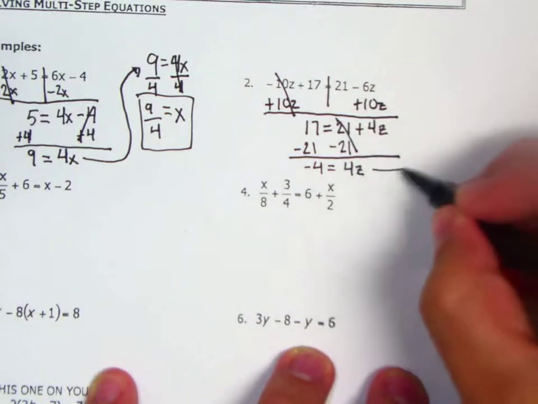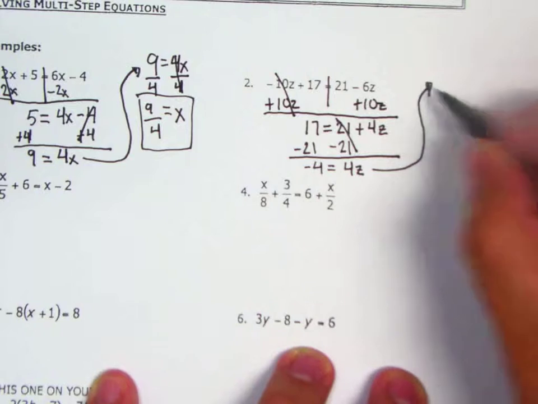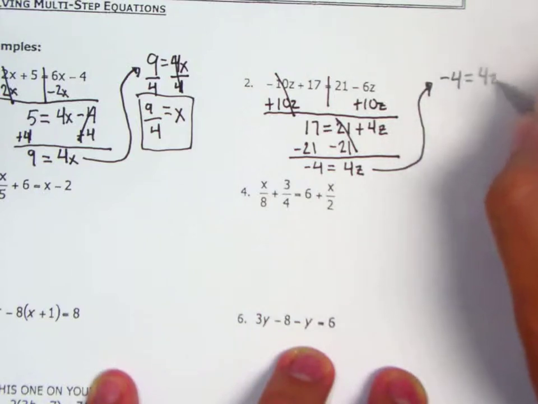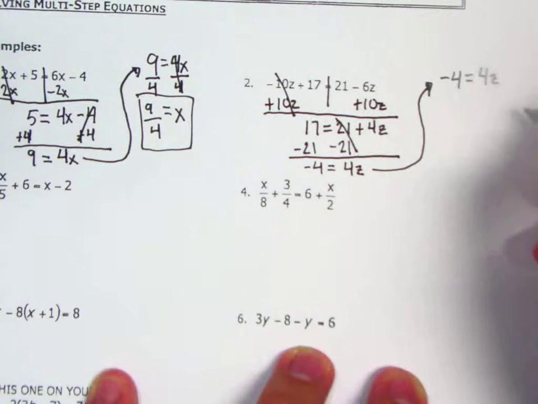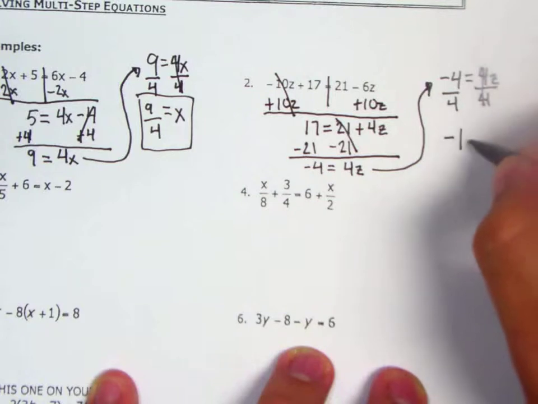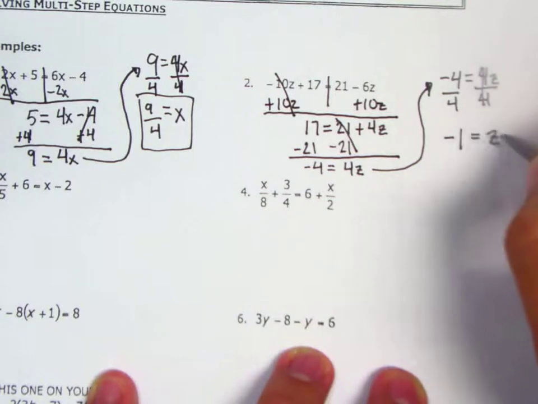Now again, just like the previous problem, I'm going to move this up. I didn't give myself enough room. So I have negative 4 equals 4z. And just like before, when you get to this point, you either multiply or divide. In this case, this is multiplication. So I'm going to divide both sides by 4. The 4's here are going to cancel. Negative 4 divided by 4 is negative 1. And that is my answer.